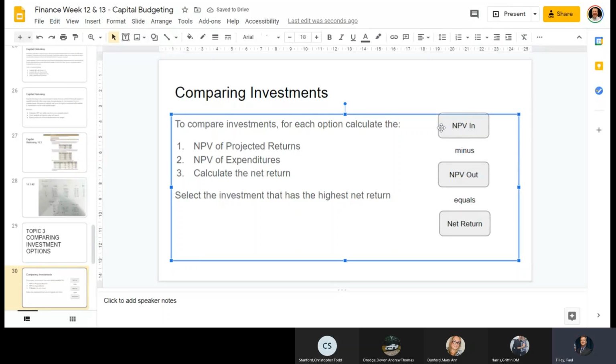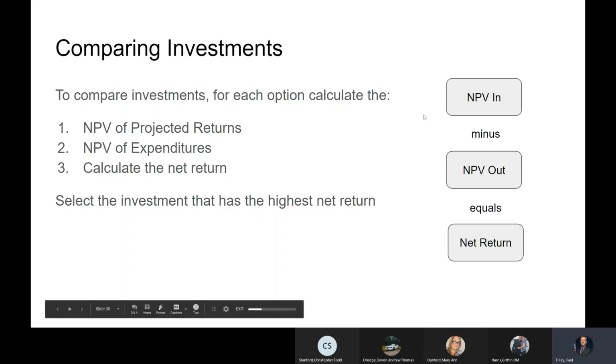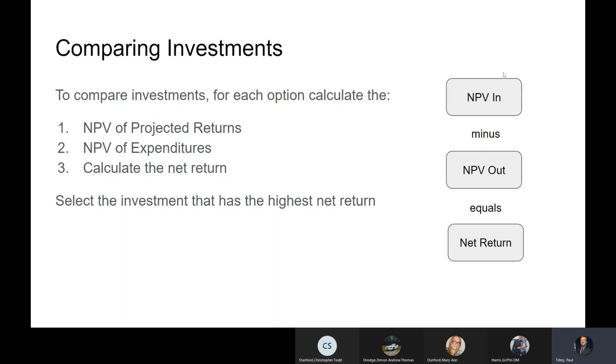So you've got a farm tractor, and you're going to say to yourself, okay, this farm tractor is going to pull in so much money in terms of revenue, and I'm going to calculate the net present value of that string of money that that particular item is going to generate for me. I also know that particular item is going to cost me some money in terms of the investment, so I've got to calculate the net present value of that. And if I take and compare how much comes in versus how much goes out, that's going to give me my net return.